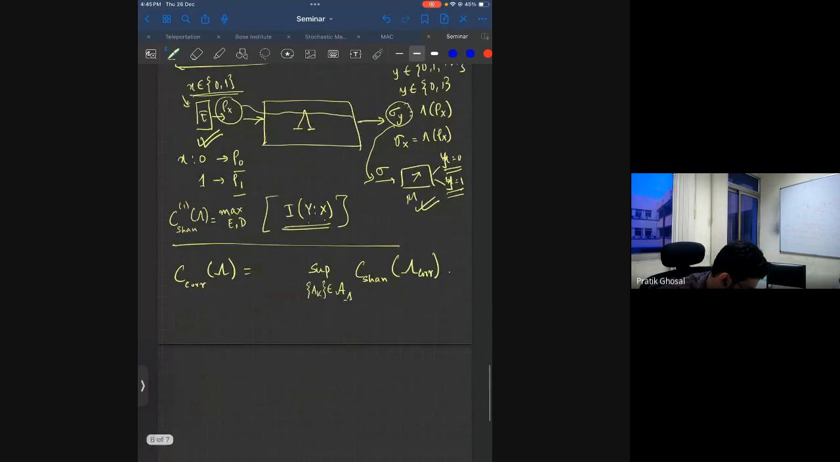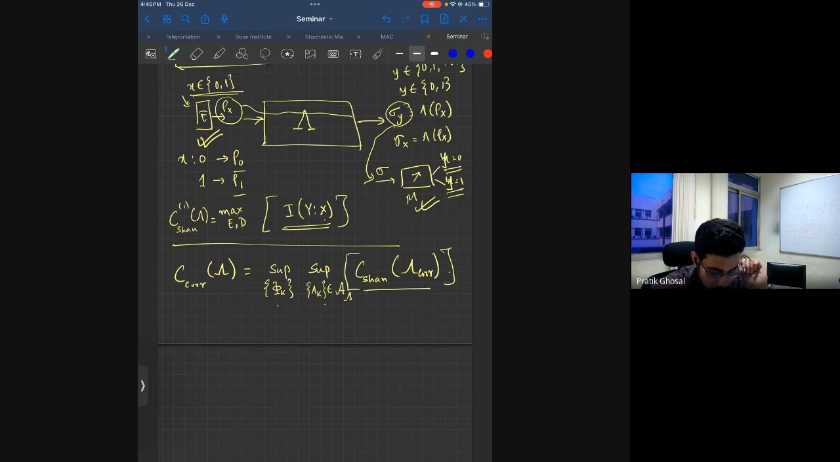And after that, you also have to choose suitably the set of correction channels that you use. So there is another optimization, or supremum, over all possible correction operations. Given these two conditions, you find the supremum of this Shannon capacity of the lambda corrected channel, and that you define as the single shot corrected capacity of the quantum channel.